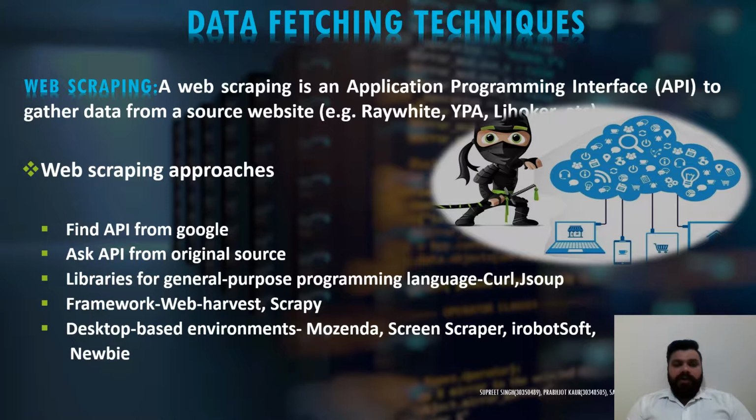So now I'll tell how we can scrape data from different websites. We can find an API from Google. There are a lot of property management agencies that put their API link on Google, so we can get it directly from there and get data from their websites. Or we can ask them. If we cannot get any API link from Google, then we can ask them to provide us an API link so we can extract data.